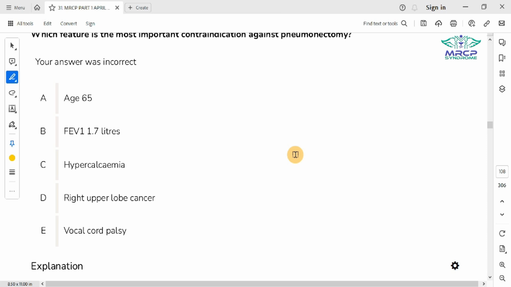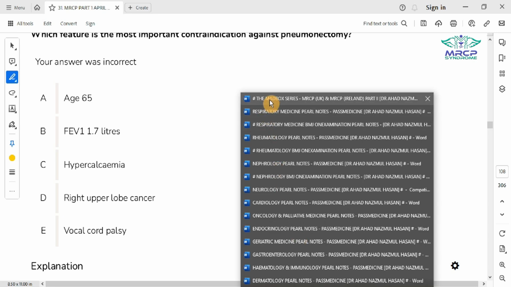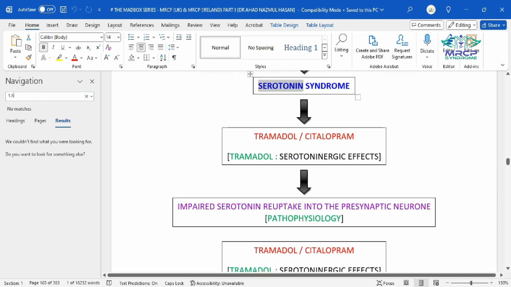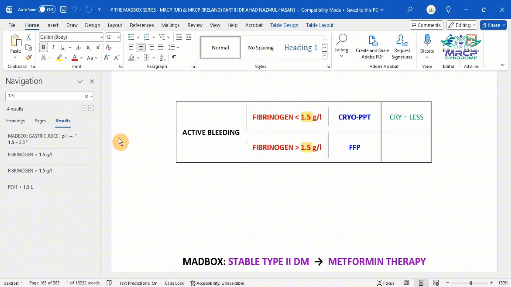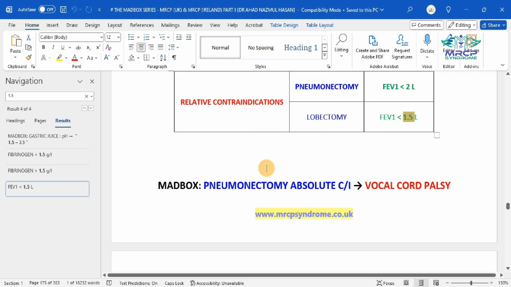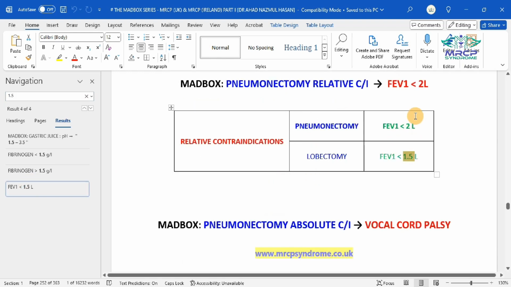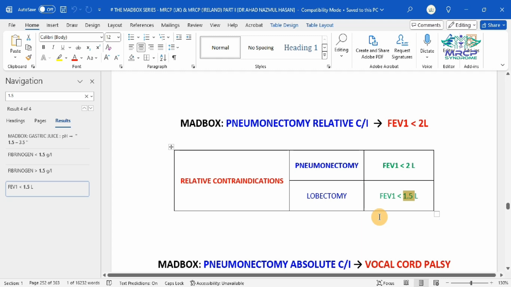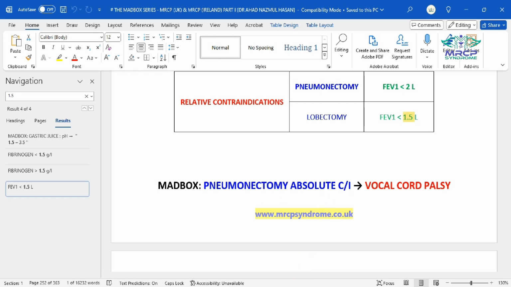This has been discussed in detail in the PMC respiratory, but you can simply remember these two parameters, 1.5 and 2 liters, related to the relative contraindication. So for pneumonectomy, FEV1 less than 2 liters, and for lobectomy, FEV1 less than 1.5 liters. This is the relative contraindication. And the absolute contraindication is vocal cord palsy. Vocal cord palsy indicates metastatic infiltration. So this is the absolute contraindication for pneumonectomy.